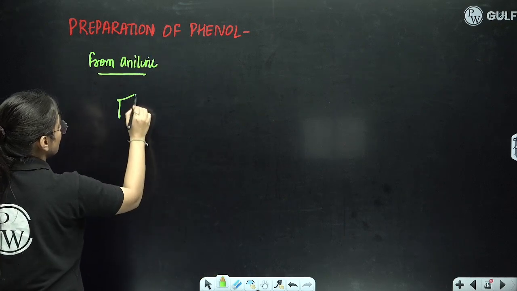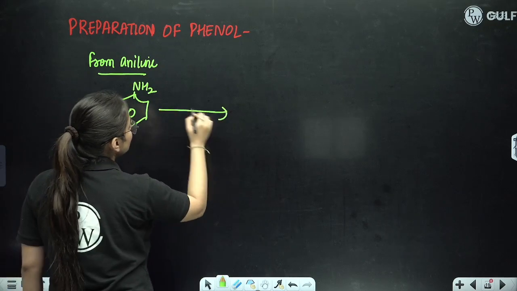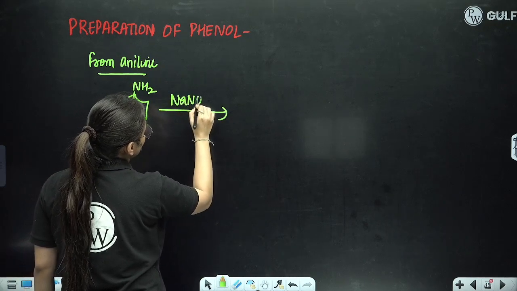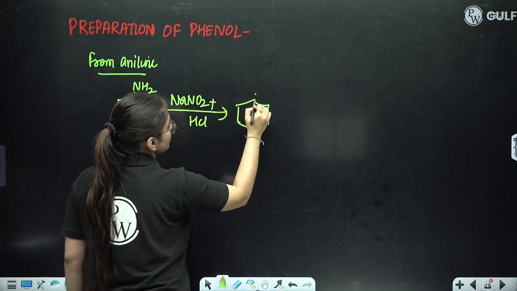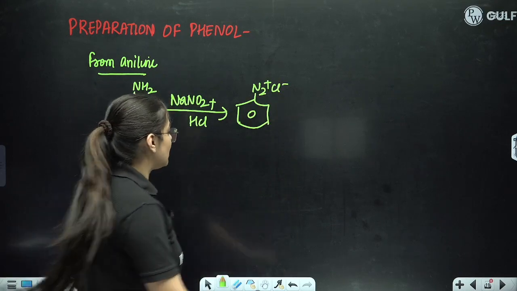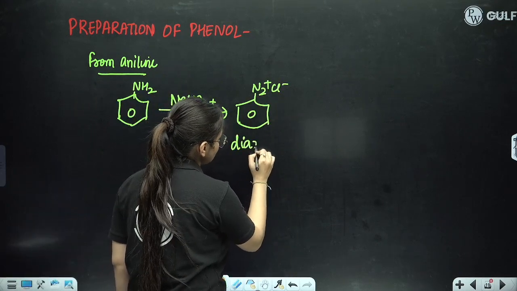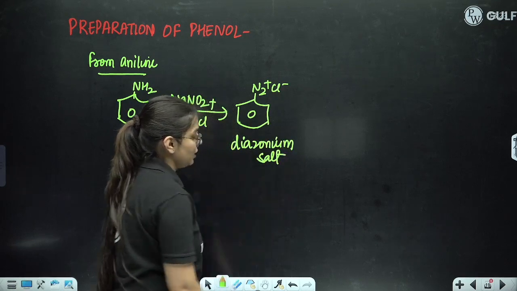See, first of all, from aniline. What is aniline? Benzene ring holding NH2 group. Now, when you react it with NaNO2 and HCl, what will you obtain? You will obtain diazonium salt, that is N2 positive, Cl negative. This is what is obtained as diazonium salt, right?